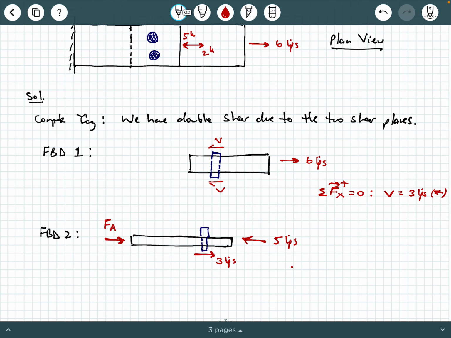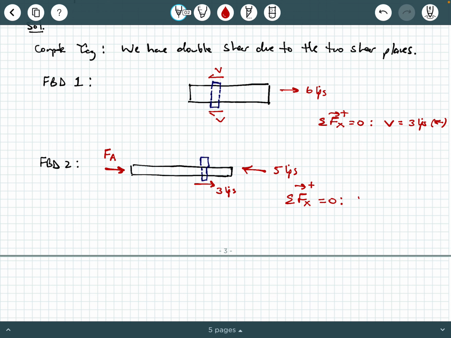And so here we can say sum of the forces in the x direction equals 0. And, you know, we can write this equilibrium equation out and show a little bit of work. We can say FA plus 3 kips minus 5 kips equals 0. And so FA comes out to be 2 kips pointing to the right.